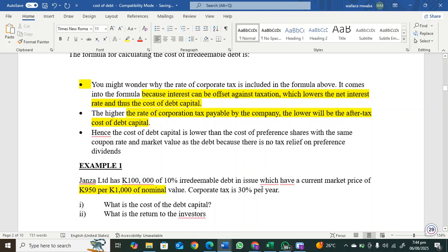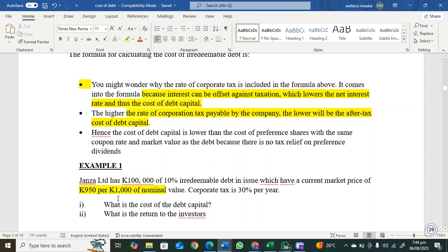This debt has no maturity date. Once you buy it, you'll be receiving interest payments. It won't mature. If it was redeemable, then after the maturity date comes, you'd be paid this 1,000 kwacha. But since it's not redeemable, you're not going to be paid the 1,000 kwacha. You just pay the 950 kwacha and you'll be receiving interest payments in perpetuity. Corporate tax is 30% per year.